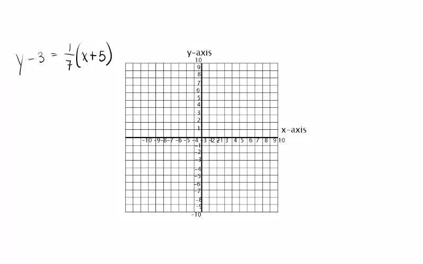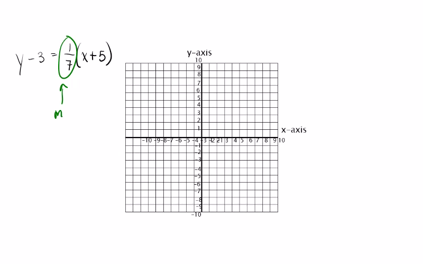All right, so here's an example where we're given point slope form. So if we're given point slope form, then we can identify the slope pretty easily, 1/7, right? So that's our slope. But what's a little trickier on this one is to identify the point.